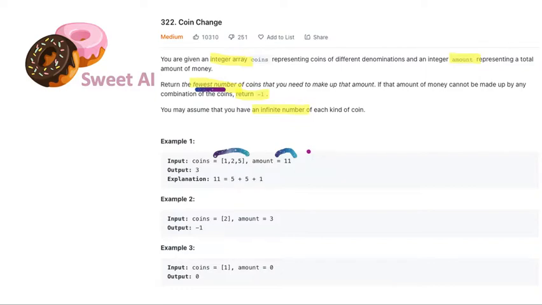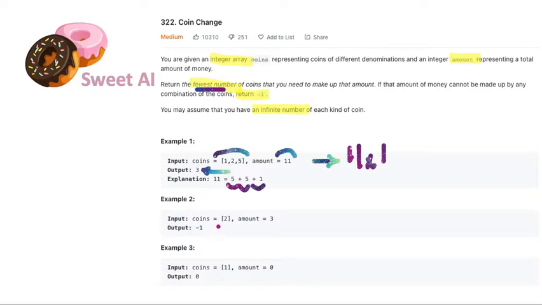So it means we cannot use a loonie, a $1 coin, to make amount 11. That would be 11 $1 coins, which is too many coins. But we can make it with two $5 coins and one $1 coin, which is a total of 3 coins. So the number of coins at the end is the answer that we should return.